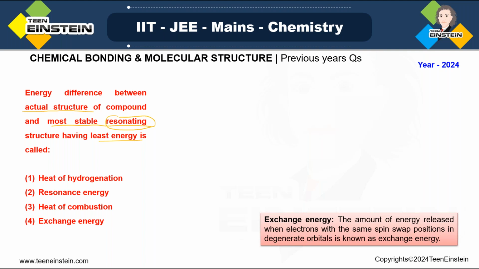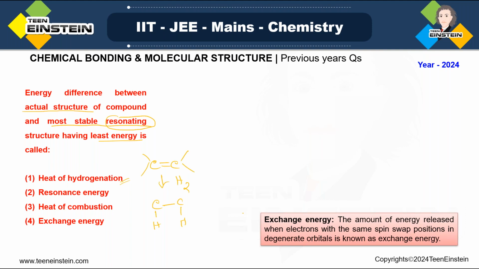But we will also see what the other three are. Let me talk about the other three first, and then we will go to the details of resonance energy. So what is heat of hydrogenation? Suppose you have unsaturation, simply take a C=C double bond. When you add hydrogen, the double bond is gone. In this process, some energy is released. This amount of energy during hydrogenation is called heat of hydrogenation.